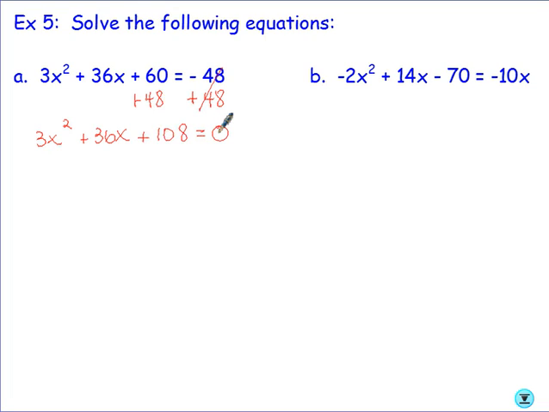Let's start with our shortcuts. Is there something that all three of these have in common? Yes. They are all divisible by 3. So I'm going to pull a 3 out in one big set of parentheses and see what's left over. Well, 3 divided by 3 leaves me with x squared. 36 divided by 3 leaves me with positive 12x. 108 divided by 3 leaves me with positive 36. Worry about the 0 at the end.